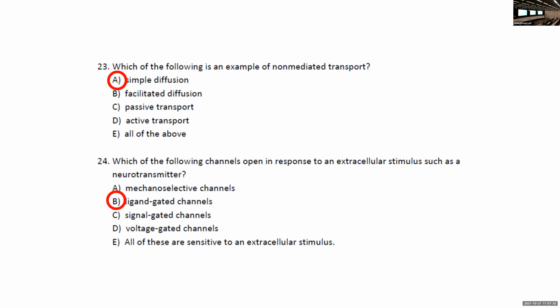Well, that's a good point. Can anyone actually try to answer this question? Why not E? Everything has to be affected by some kind of stimuli, right? Whatever that is. Extracellular stimulus. That's the catch. But can anyone try to?